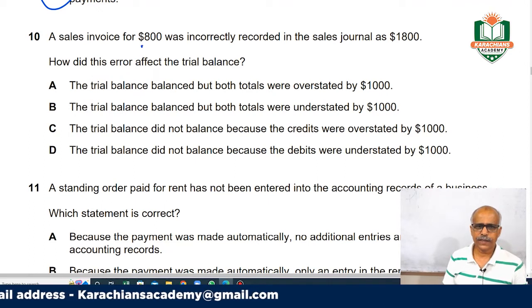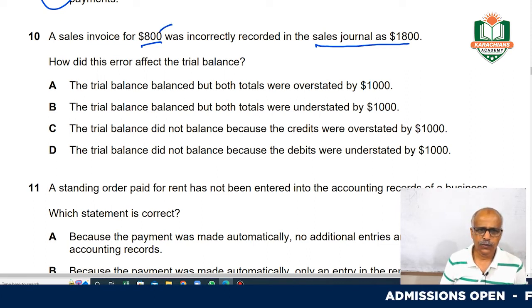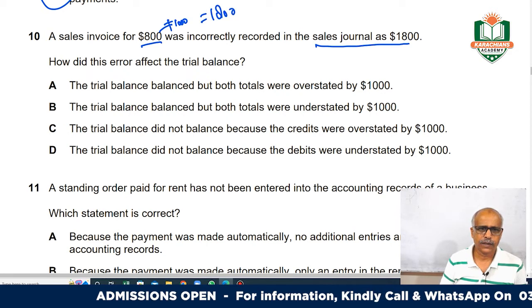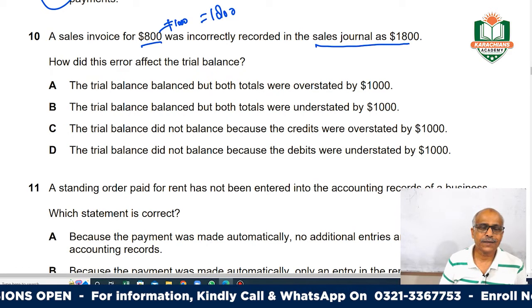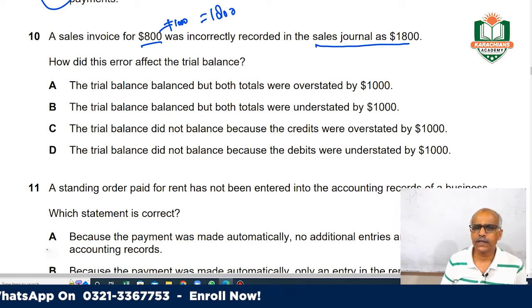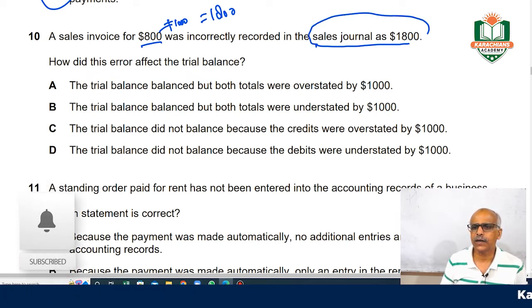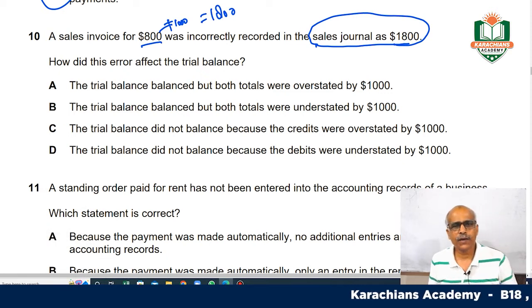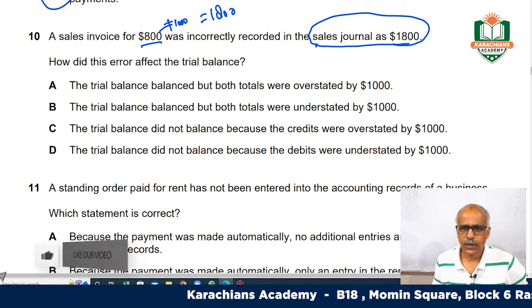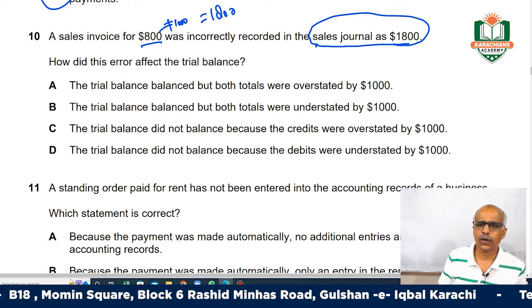A sales invoice of 18,800 was incorrectly recorded in the sales journal. Why 800? It means you recorded an excess, and this invoice was recorded, and this is actually a mistake in your sales journal. So this will have a big impact, because you wrongly recorded your sales journal.